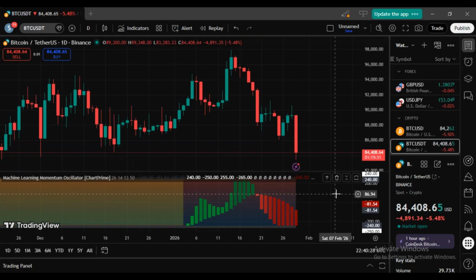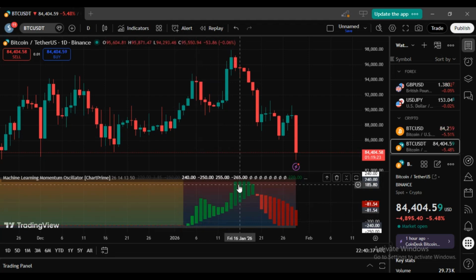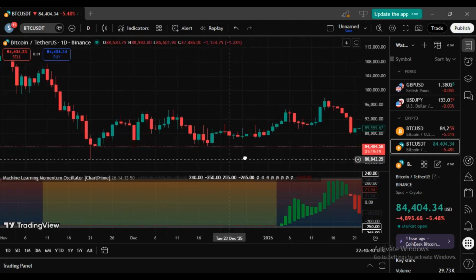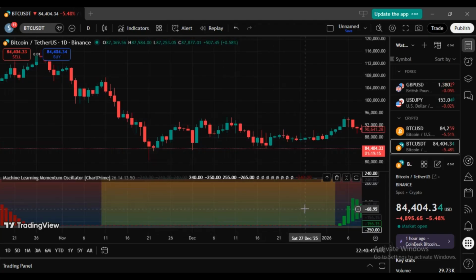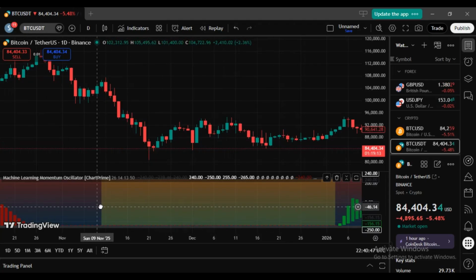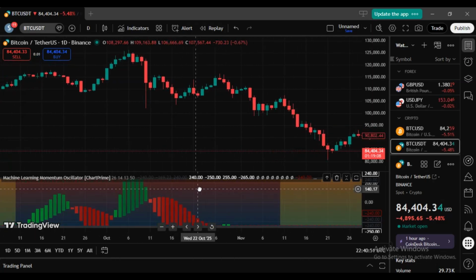Unlike traditional momentum indicators like RSI or MACD, this indicator uses machine learning to study how momentum behaved in the past and adapts itself to current market conditions. This histogram below the chart represents momentum, strength, and direction. Green bars show bullish momentum, meaning buyers are in control. Red bars show bearish momentum, meaning sellers are dominating.